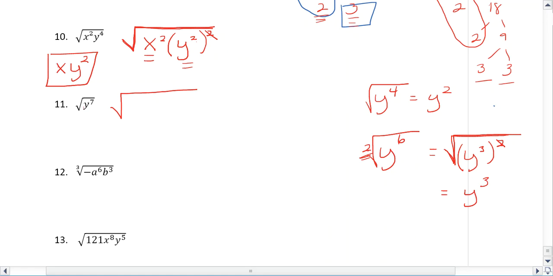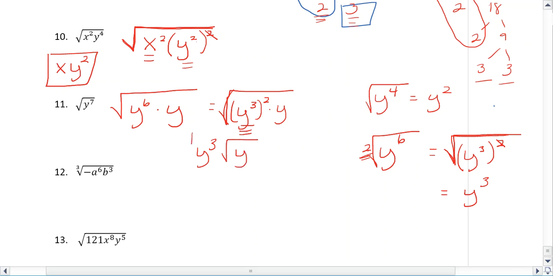So y to the seventh is not a perfect square, but I'm going to go down 1 power to the first even one that I can find below 7, which is 6. So I'm going to break up this y to the seventh into y to the sixth times y. And then, just to repeat what I wrote over here, y to the sixth is y to the third squared. And this is a perfect square. The square root of y to the third squared is y to the third. So that comes and lives out in front. And what's underneath the radical is just the y.